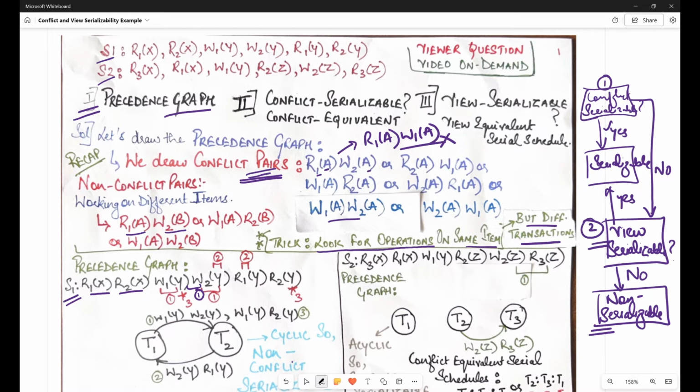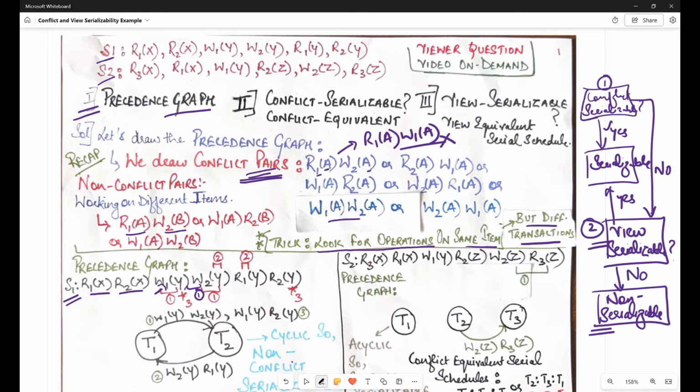So if you notice, what am I doing? I am sticking one end over here and then I am comparing it with the other operations in the segment, right? I am comparing this operation with the following operations for the same data item. You can also do it in the same manner. Of course there can be many other methods. I'm just sharing one method which I follow. So W1Y, R1Y we've already checked, no problem.